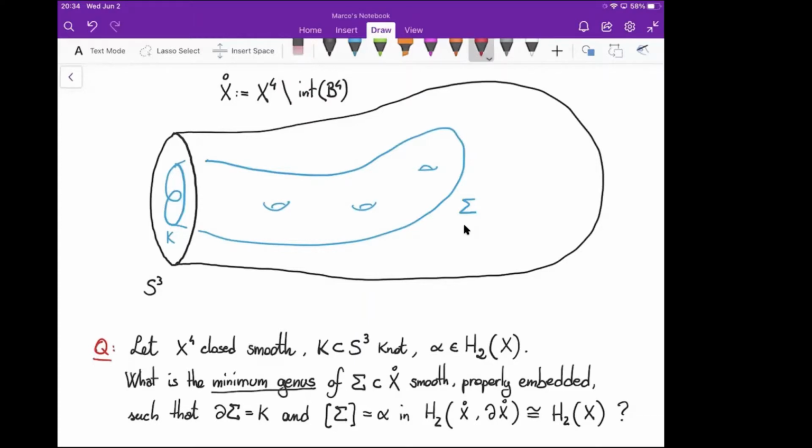Maybe I want to highlight one word, which is smooth. I'm going to focus on smooth embeddings, but of course one could ask the same question for locally flat embeddings, and I will say a couple of words about that.